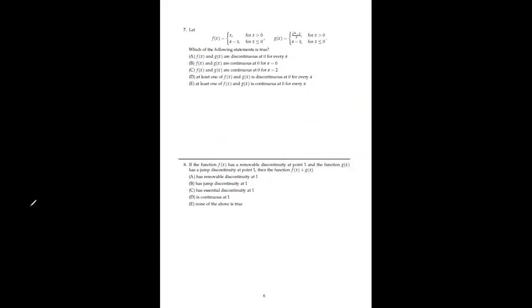F has a removable discontinuity at 1, G has a jump discontinuity. Yes, F plus G has a jump. Yes. 7, 8, and 10.